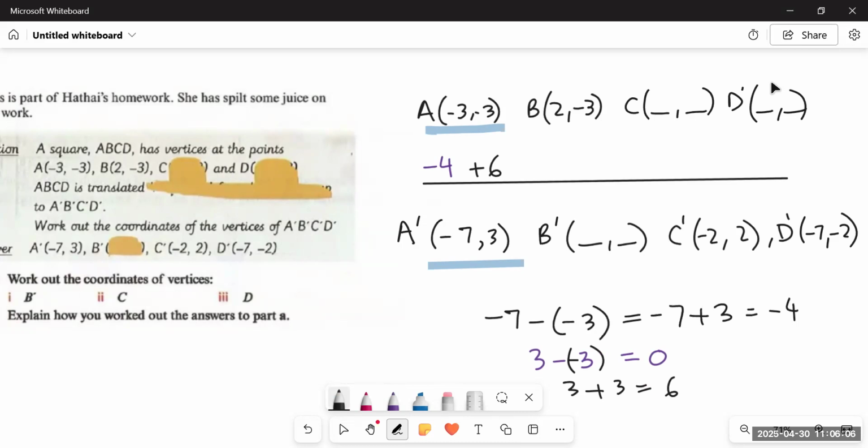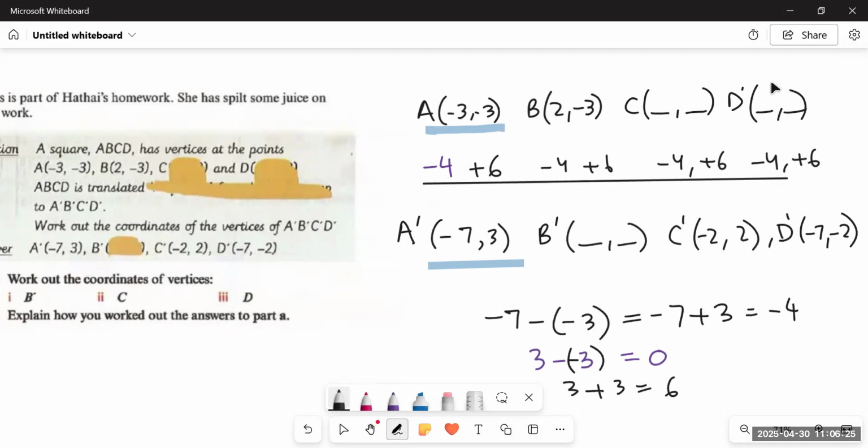So plus 6 means going 6 squares up. So this would be the translation that we have to follow in each of these 4 vertices. Minus 4 plus 6, minus 4 plus 6, minus 4 plus 6. So basically, you have to practice how we have to translate them.